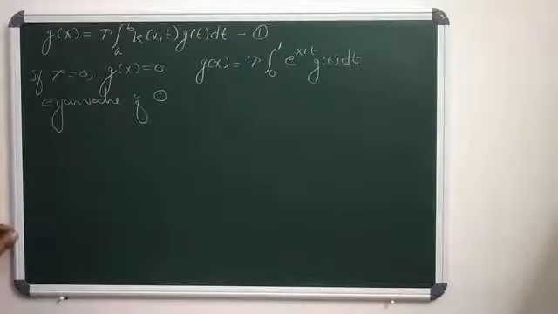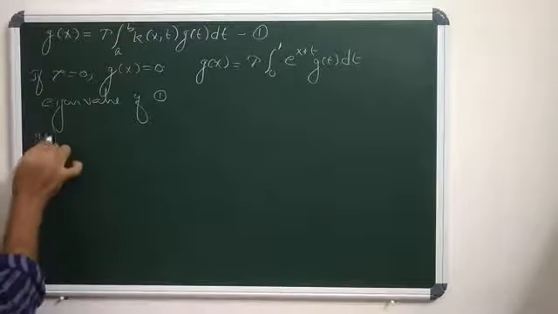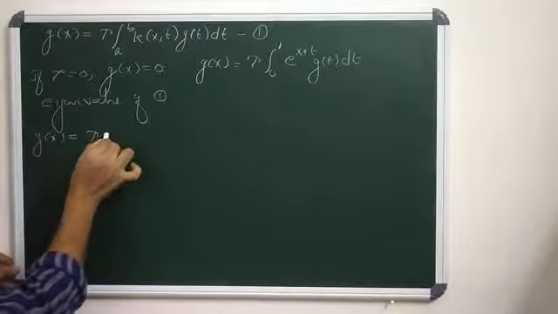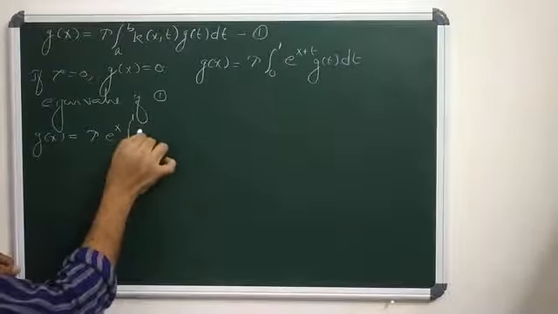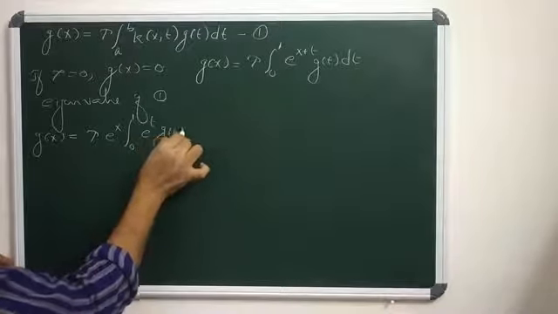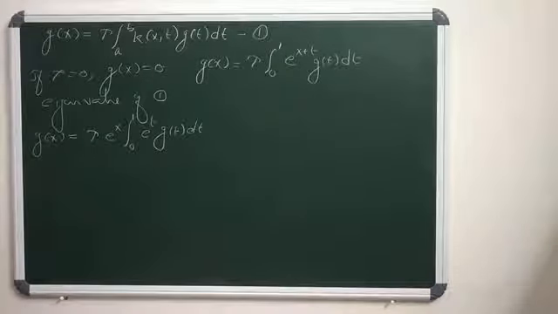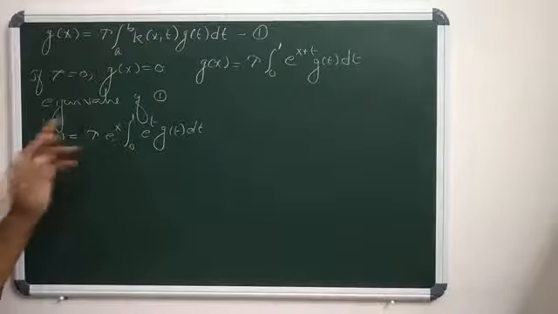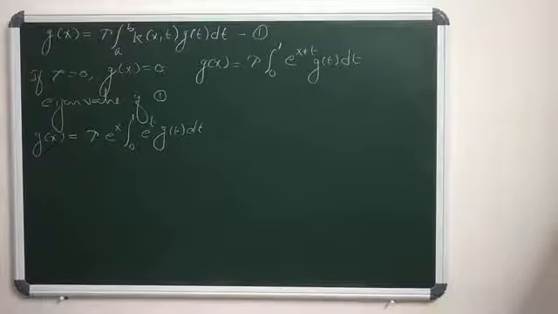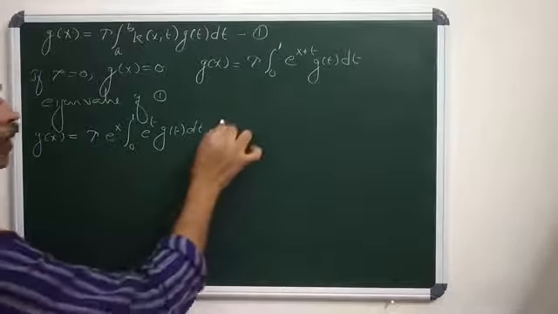Here f(x) equals 0, so g(x) = lambda integral from 0 to 1 of e^(x+t) g(t) dt, where a is 0 and b is 1. This can be rewritten as g(x) = lambda e^x integral from 0 to 1 of e^t g(t) dt. With respect to t, e^x goes outside the integration, as it is treated as a constant.